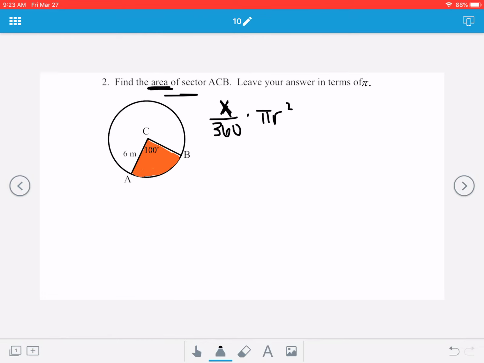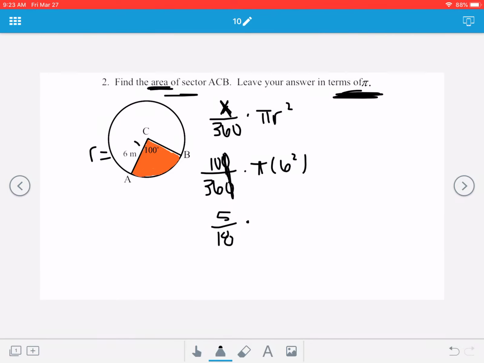So sector ACB shaded in orange, the angle measure is 100. So we're going to go 100 over 360 times pi radius squared. Radius 6. In terms of pi, we're going to leave pi in the answer. When I do it in terms of pi, I just like to simplify a lot here. 100 over 360, the zeros would simplify, so then I get 10 over 36, which would be the same as 5/18, times 6 squared over here, which is 36 pi.